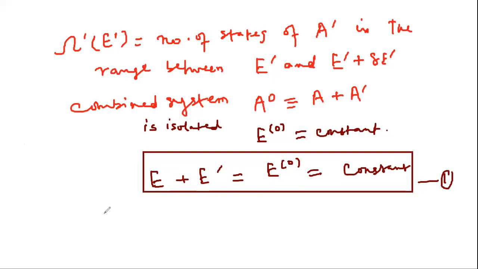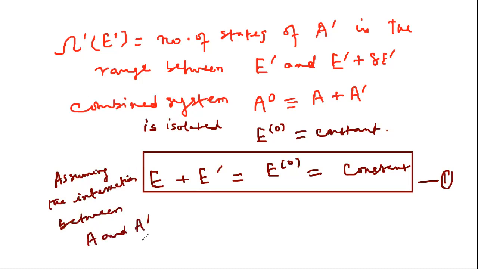But remember, in this equation 1, we are assuming that the interaction between systems A and A prime is weak. Assuming the interaction, which is thermal interaction, between A and A prime is weak. Think about this.